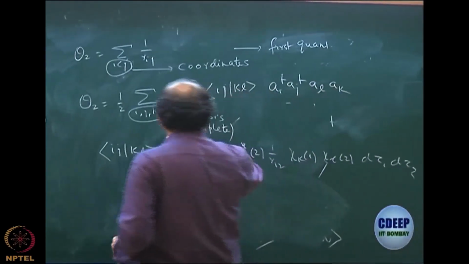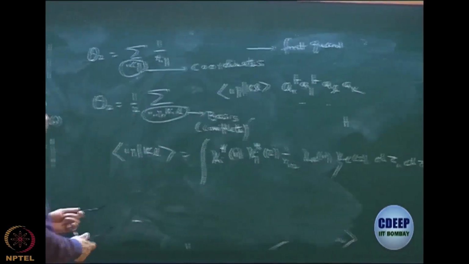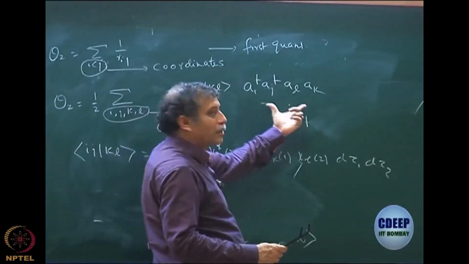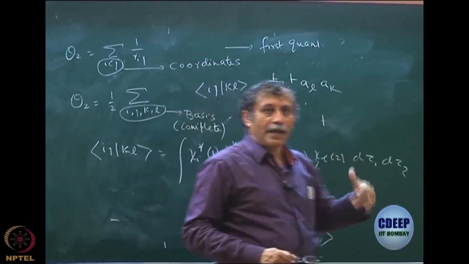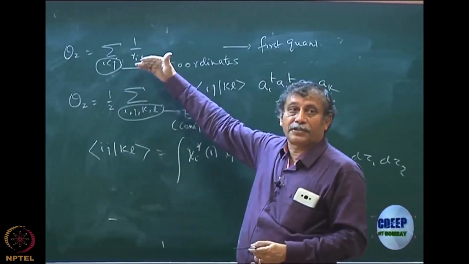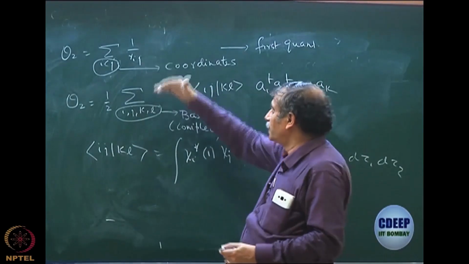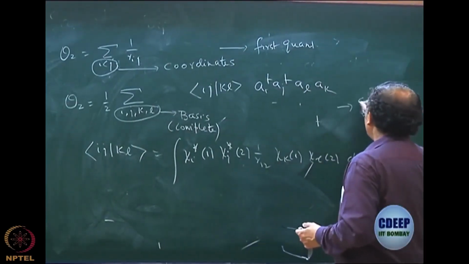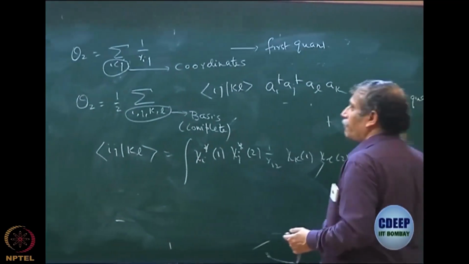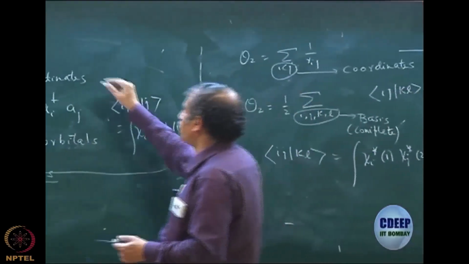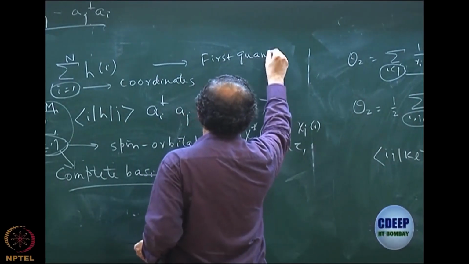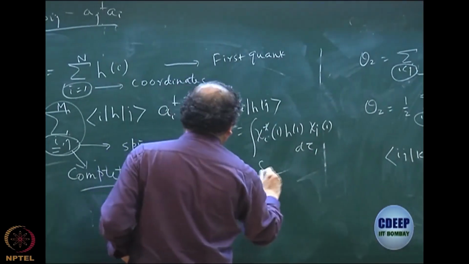So I sum over all such basis functions and write an expression of theta 2 in terms of an element multiplied by a string of operators. So I have again transformed the coordinate dependence, or the electron dependence, of the orbitals in first quantization to the basis dependence in second quantization. So this is my second quantization, this is the first quantization, and this is second quantization.